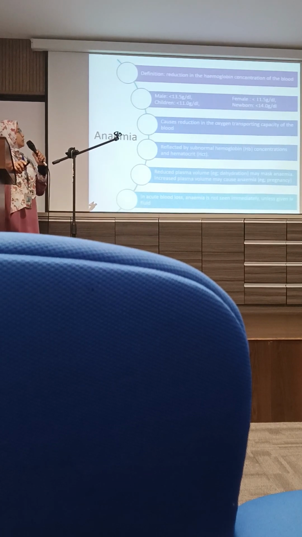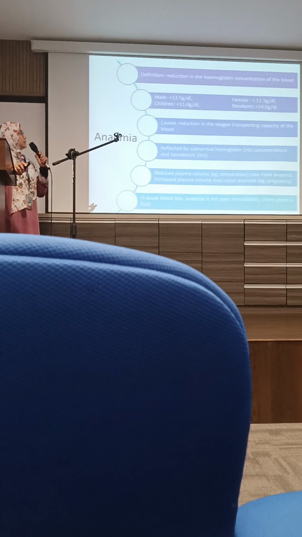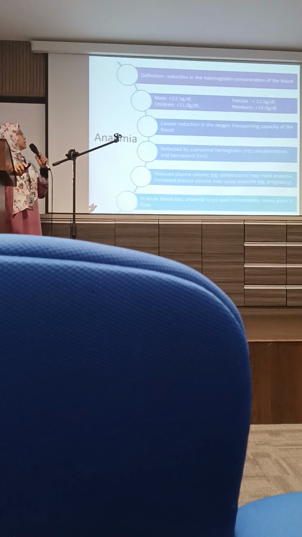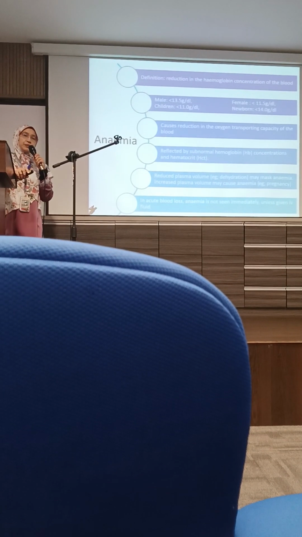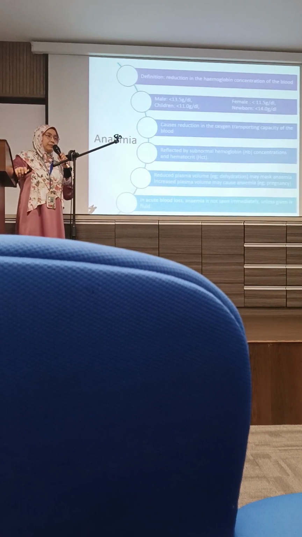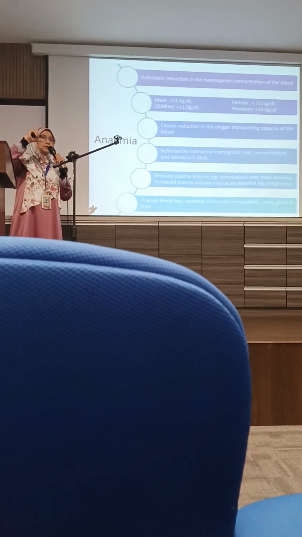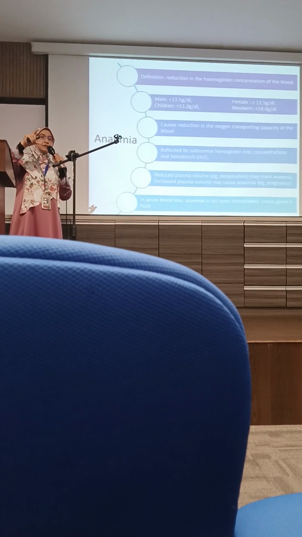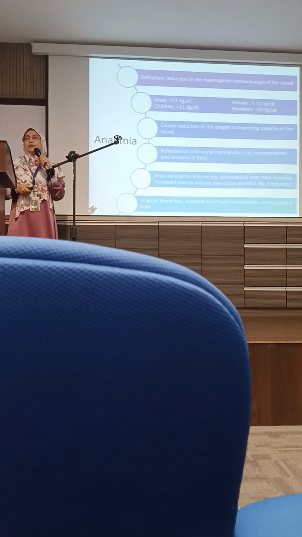And anemia can be reflected in the full blood count by abnormal hemoglobin and also hematocrit. Okay, hematocrit, do you know what it is? Packed cell volume and hematocrit are the same thing. The red cell component in the blood.